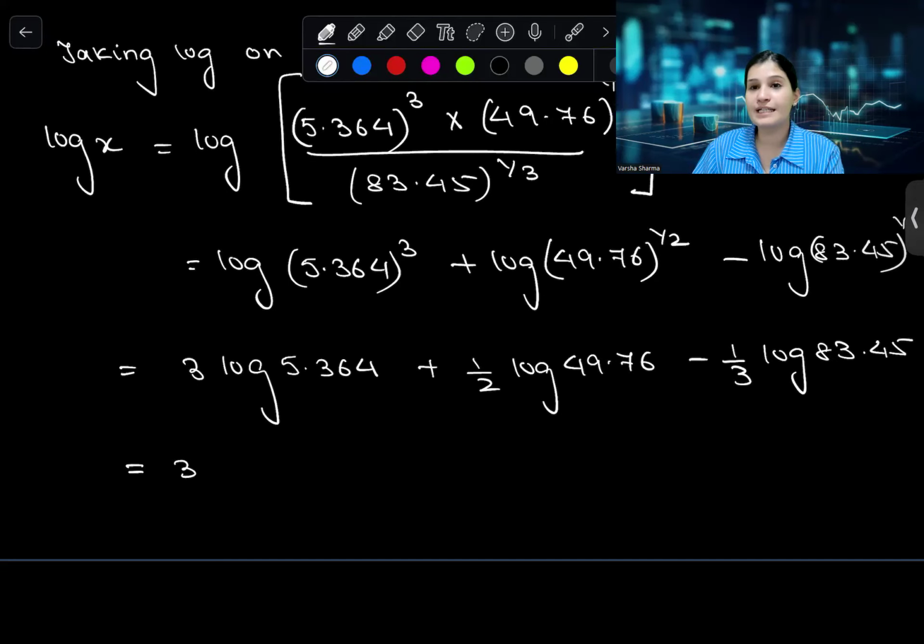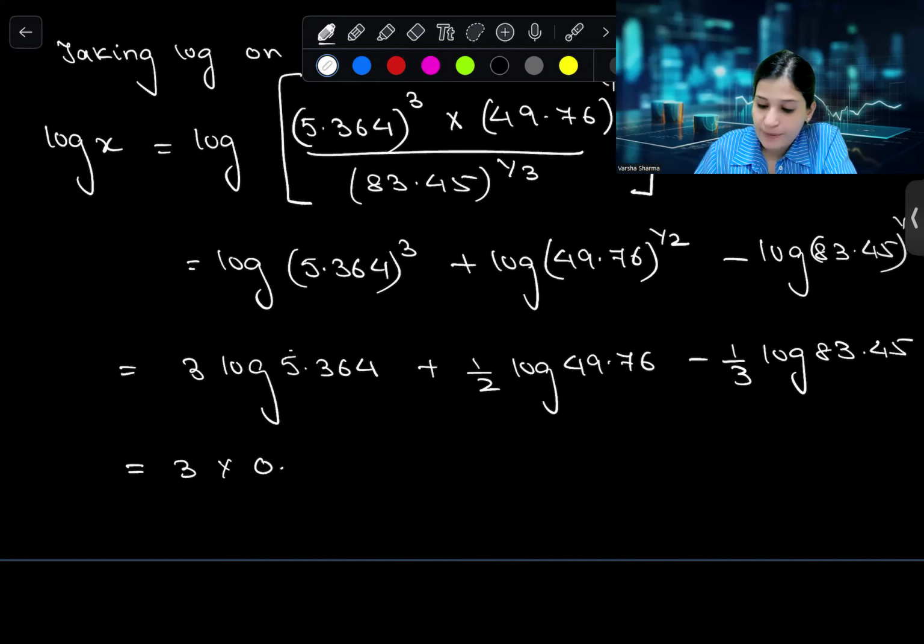Log 5.364. What is the log value? 3439. Ma'am, is it 3439? But what will the characteristic be? The number of digits before the decimal is 1. I subtract 1, I get 0.